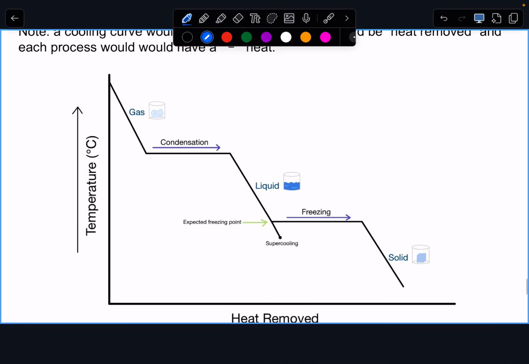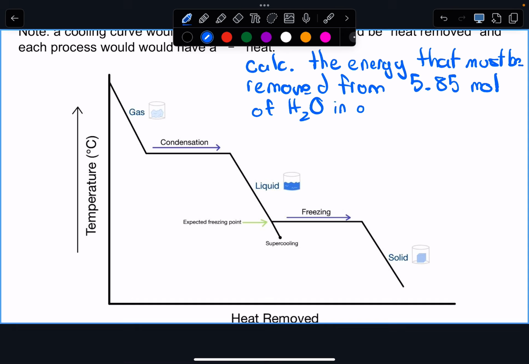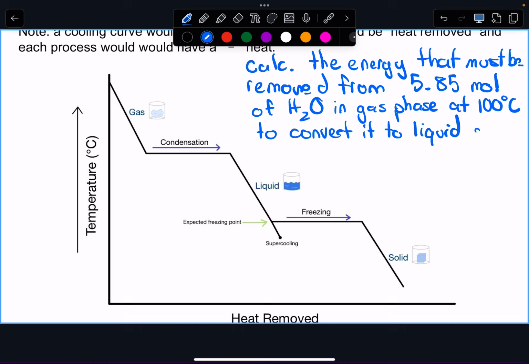Okay, so the question is, calculate the energy that must be removed from 5.85 moles of water in the gas phase at 100 degrees Celsius to convert it to liquid at, I don't know, let's say 70 degrees Celsius.